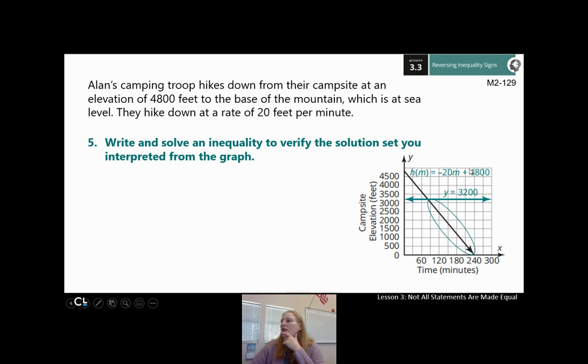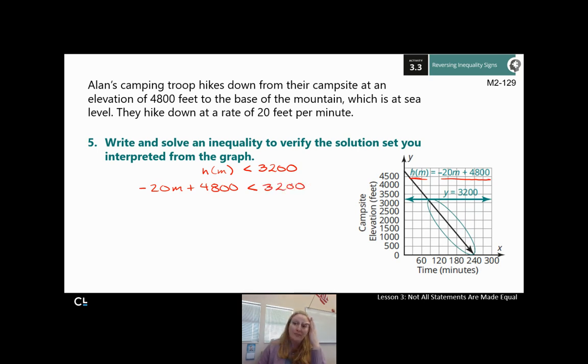Okay, so I want to know when my function is going to be, and I'm going to write this out. I want to know when my function h of m is going to be below 3,200, right? And we used a graph to figure it out, but now let's actually work it out. We know what h of m is. It's this guy over here. So let's do it. Negative 20m plus 4,800. And below means less than, right? It's below it. It's less than that. So it's going to be less than 3,200.